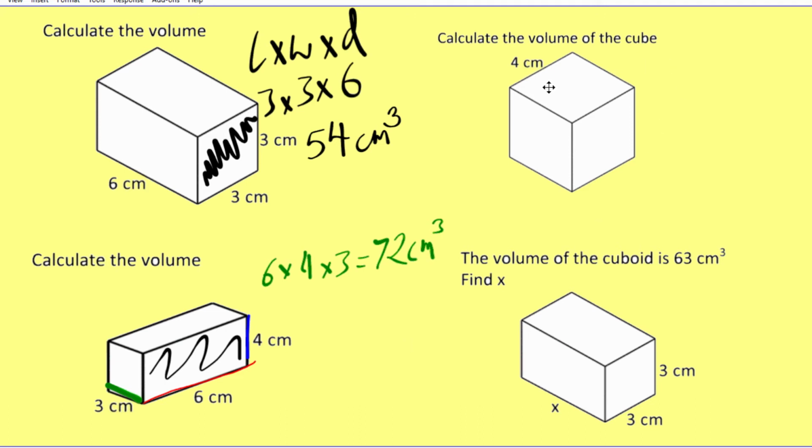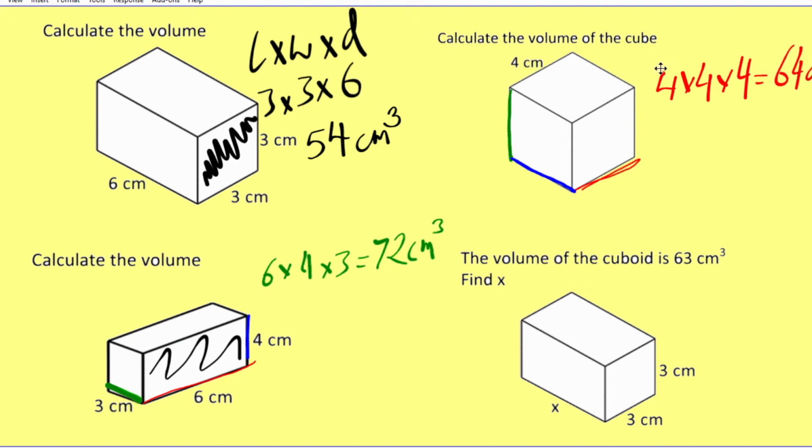Here we've got a cube. So if we're working on a cube, it means all the sides are the same. So we've got the length is going to be 4. The width is going to be 4. And the depth is going to be 4. So it's 4 times 4 times 4. So 4 times 4, 16, times 4 is 64 centimeters cubed.